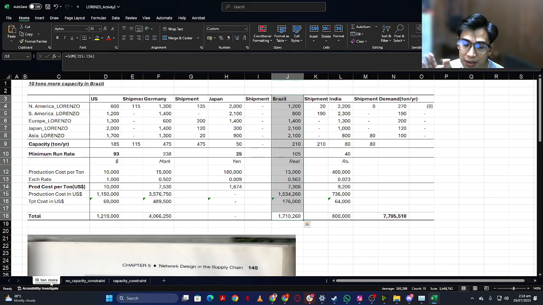The total cost with added capacity should be 7.7 million, $7,795,510. So comparing this, on the first run that we did, which is the capacity constraint, we got 7.9 million. For the no capacity constraint, we have 7.4 million. And then here we got 7.7 million. So what does that say? Given this table, adding 10 tons of capacity in Brazil does not reduce cost compared to the unconstrained scenario, because in fact, the cost slightly increases. So the answer is simply no. It does not help reduce the overall expenses.